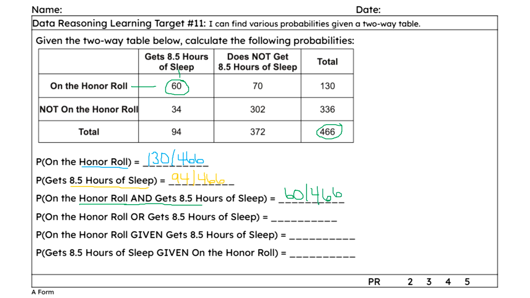The next one says, what is the probability that a randomly selected human would say that they are on the honor roll or they get 8.5 hours of sleep? Now the or is really important here. So if somebody is not on the honor roll, but they do get 8.5 hours of sleep, we want to include them because it says or. So just one or the other needs to be true. Similarly, if someone does not get 8.5 hours of sleep, but they are on the honor roll, we want to include them as well. So let's see all the people that we're going to include here.